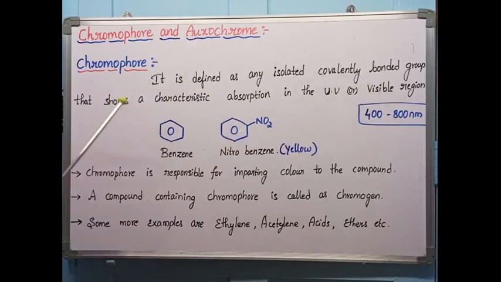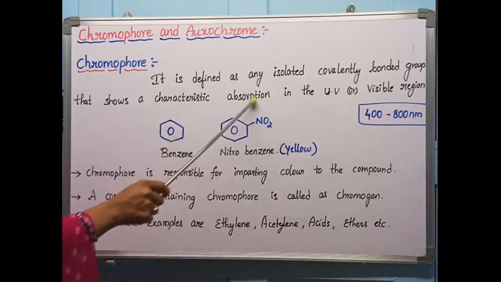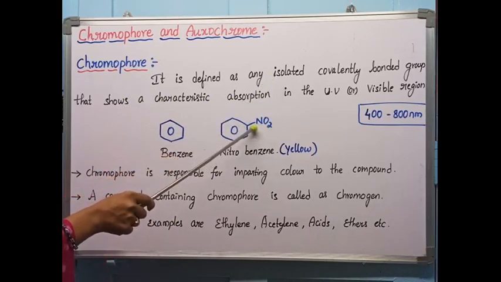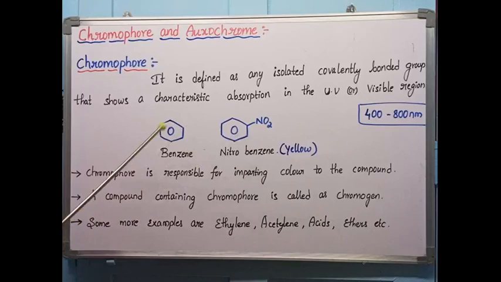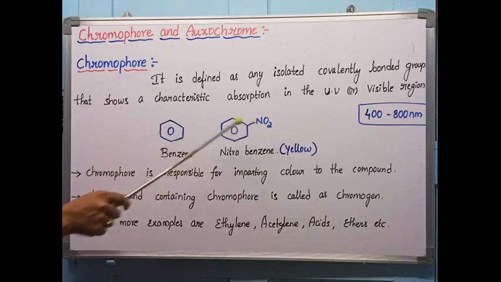region. So for example, I'm taking benzene. Benzene is actually a colorless compound. So if you take nitrobenzene, we have inserted an NO2 group. If you observe this group, it is an isolated group, it is a separate group, and it shows a covalent bond. It is a covalently bonded group. It shows a covalent bond with benzene. Covalent bond means a bond which is formed by mutual sharing.